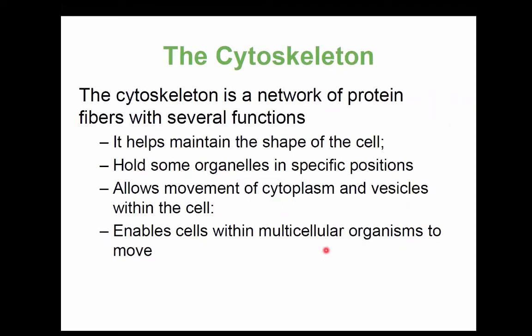Often students have this misconception about the cytoplasm being amorphous, without shape, and like a viscous liquid. That is far from the truth. Cytoplasm is really cluttered with a lot of protein fibers. And these fibers collectively are called cytoskeleton. Cytoskeleton helps maintain the shape of the cell, hold different organelles in their respective positions, allows the movement of the cytoplasm within the cell, and also enables cells within multicellular organisms to move. Amoeba, for example, or our phagocytes in our bloodstream, they can crawl with the help of the cytoskeleton.